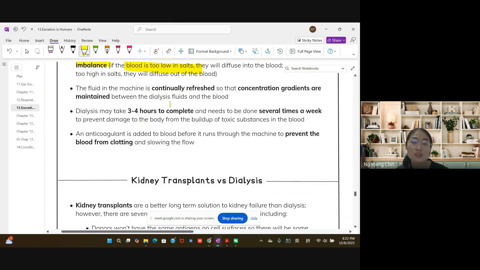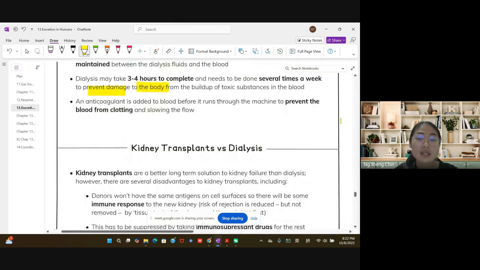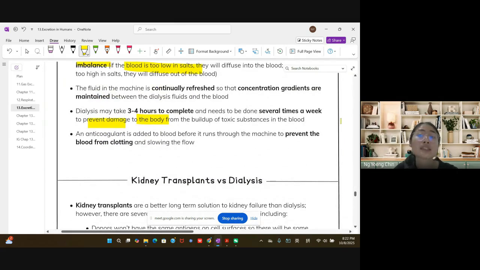When you do dialysis, it usually takes about 3 to 4 hours to complete. Kidney failure patients need to visit the hospital regularly to do this kidney dialysis. This is not a cure, but it helps to control the problem. It is usually done several times a week to prevent damage from the toxins to the body. Your body is very sensitive toward toxins, so you want to try your best to remove the toxins.